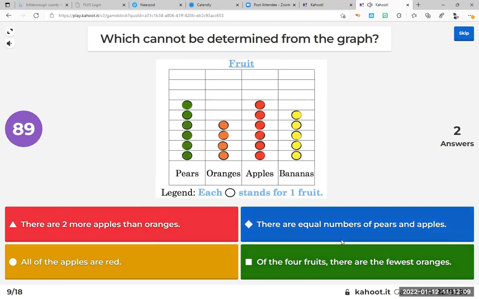Okay. How about blue? There are equal numbers of pears and apples. Pears versus apples. Are they equal? Equal means what? If that's true, don't pick that one. We're looking for the false answer. How about the green one? Of the 4 fruits, there are the fewest oranges. Fewest are oranges.